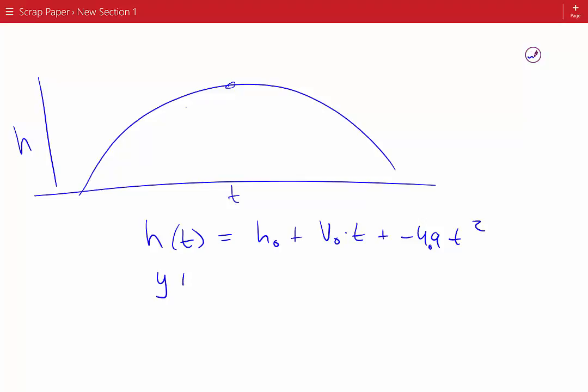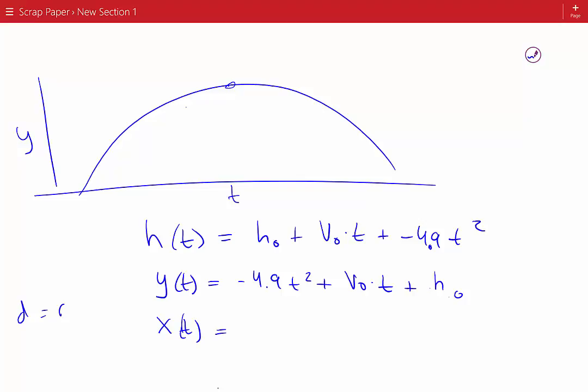I'm going to rewrite it a little bit. I'm going to say y of t instead of h equals, and I'll put it in standard form, negative 4.9 t squared plus initial velocity times time plus the initial height, which I'll still call h sub 0. All right, so now I can see that this is my y and this is my t, but I can also write an equation for x. If we're talking about distance in x, we know that distance equals rate times time. So I can just say initial velocity, but this is in the x direction now, keep in mind, so it's a different velocity than this one, times time.